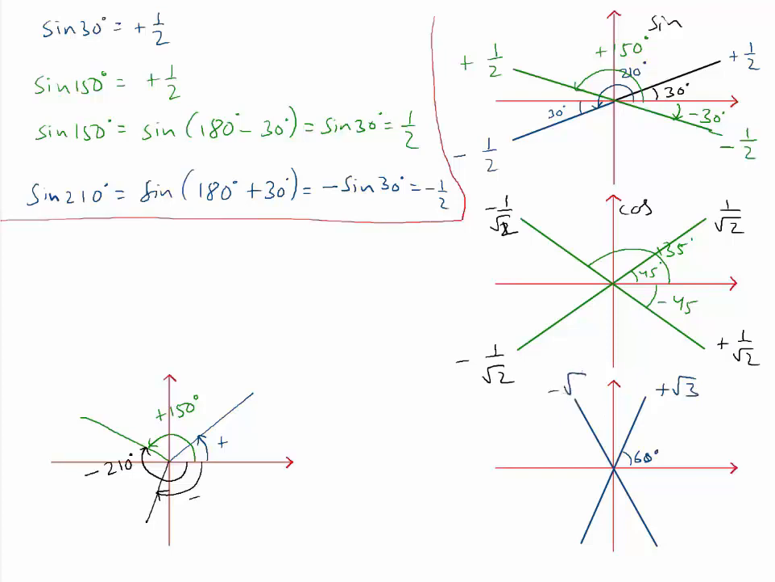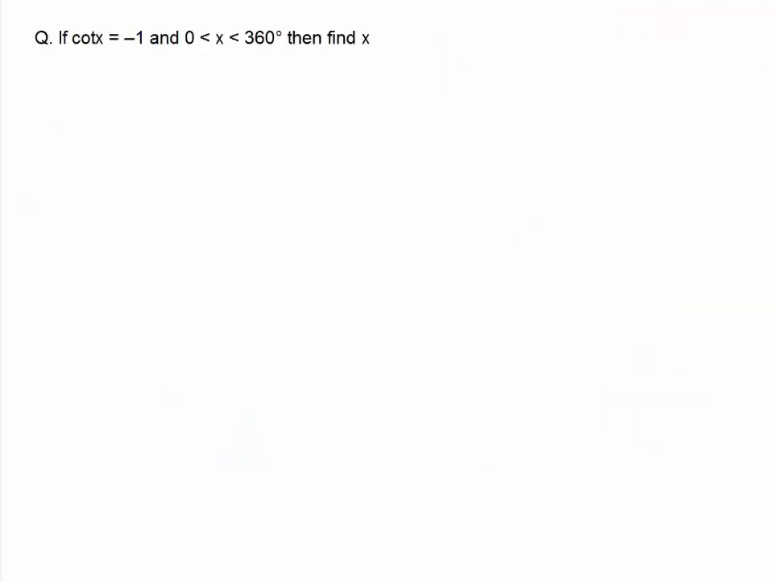Now in the second quadrant it will still be root 3 for that angle, however negative. This would be positive because tan is positive in the third quadrant, and this would be negative, and so on. So this is how students should understand this. Now let's do this question.